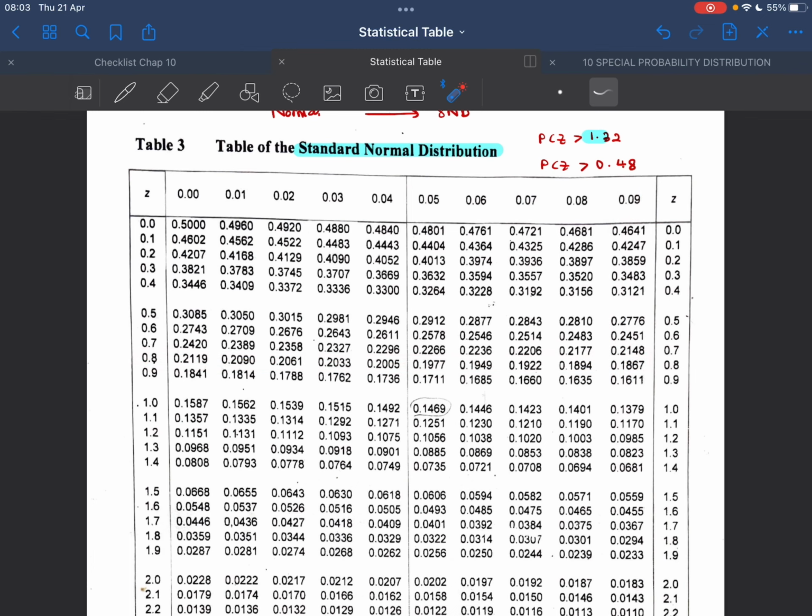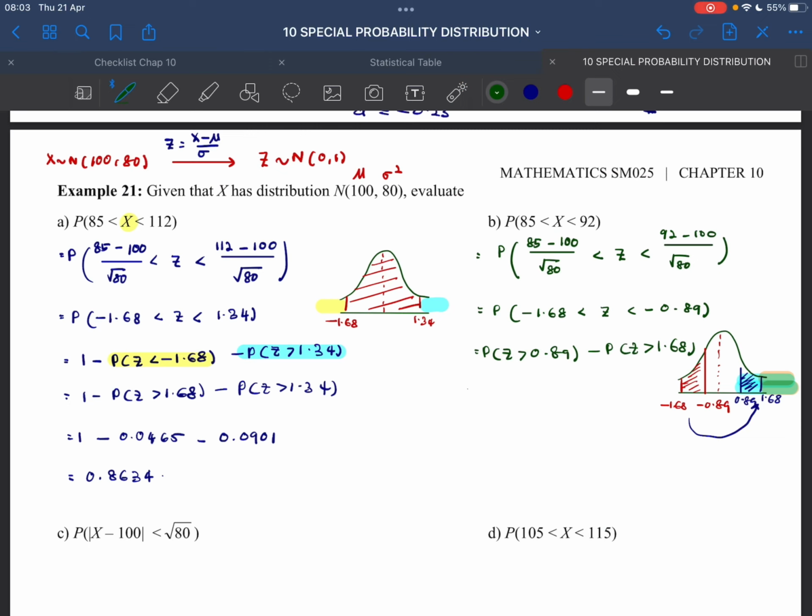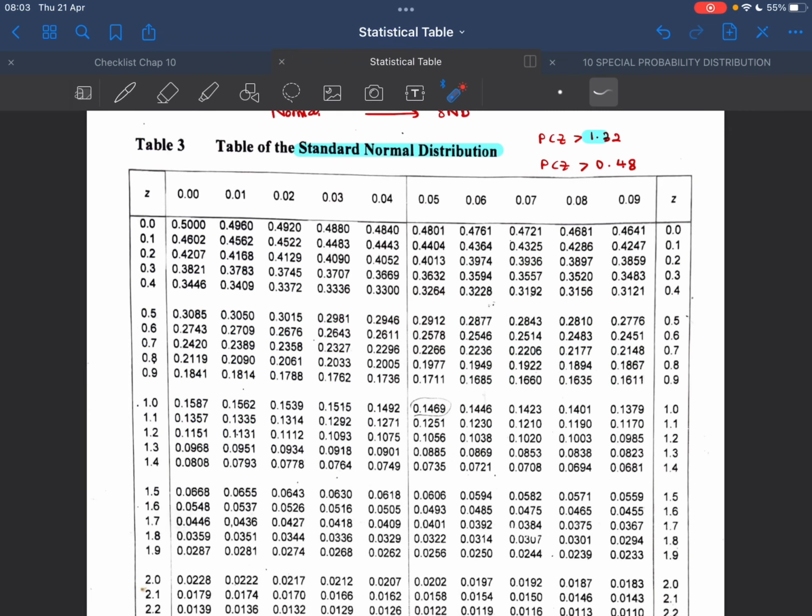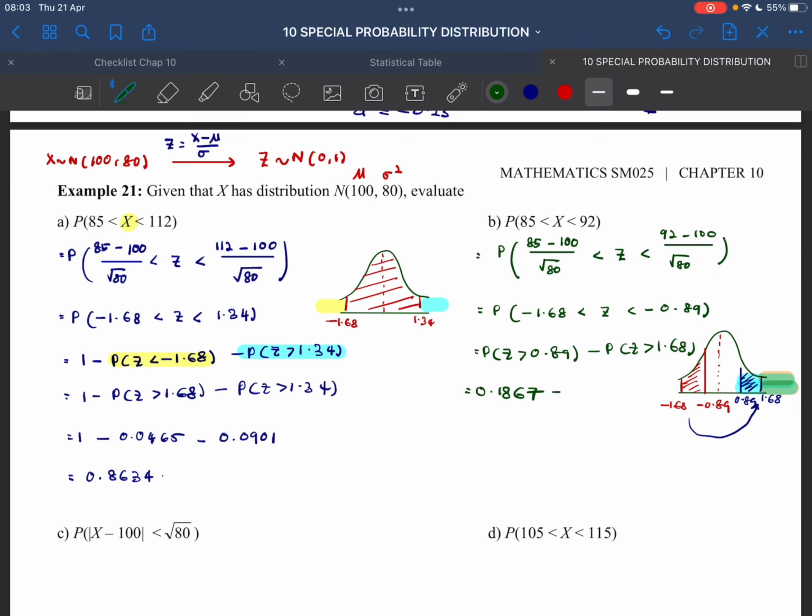So the answer here is 0.1867. Okay, so here is 0.1867 and here we have 1.68. Here is 1.6 and this is our 8, so 0.0465. Okay, so here is minus 0.0465 and we have the final answer 0.1402.